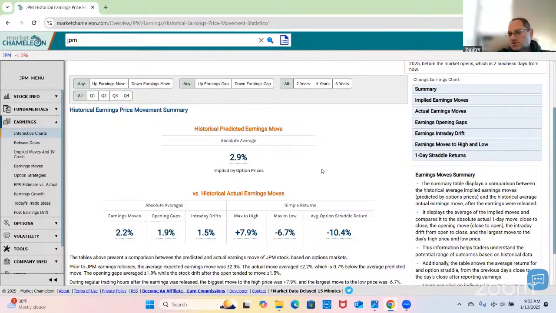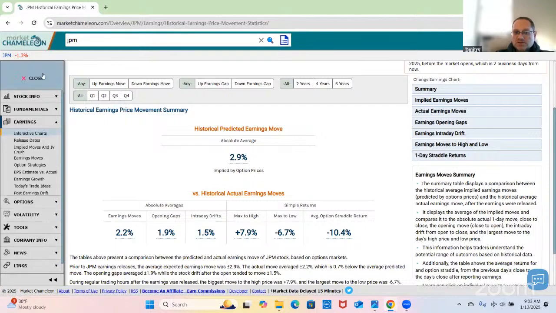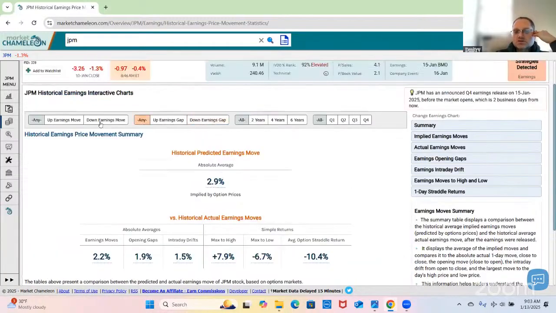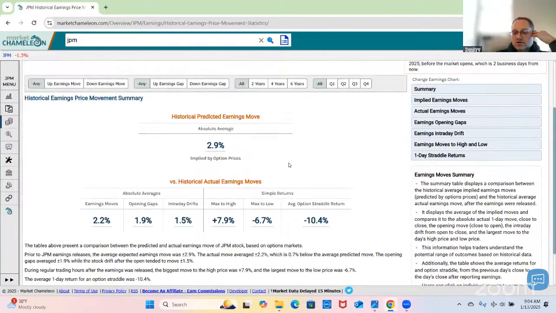that shows us some statistics on its historical earnings, and then we could dive deeper into those statistics by clicking on it and going to that page to pull up more data. I'm going to close this menu on the left-hand side to expand our screen. You'll notice that we do have some filters up here, which I'll show you how to use. But first, let's just go over what these statistics are all about.